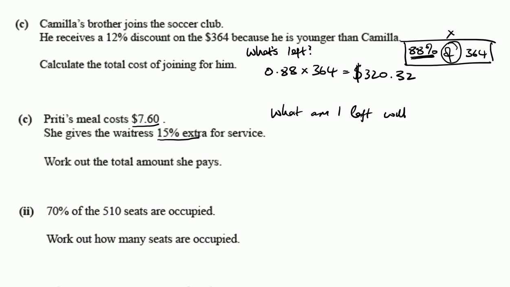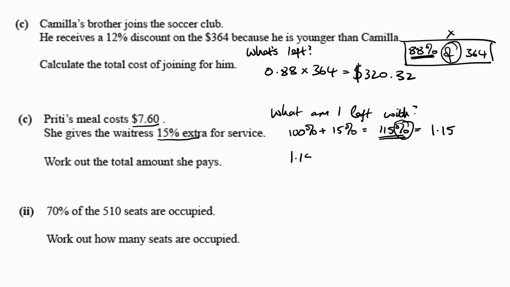Well, if I start off with 100% and I add on 15%, I have 115%. So, in effect, she pays 115% of that $7.60. Remember, 115% is 115 divided by 100, which is 1.15.